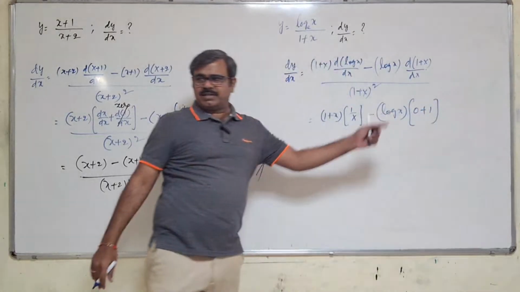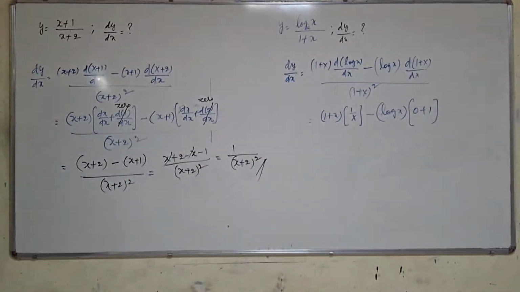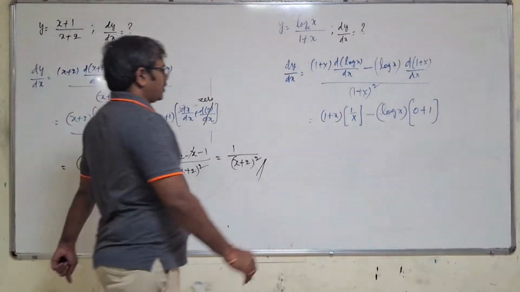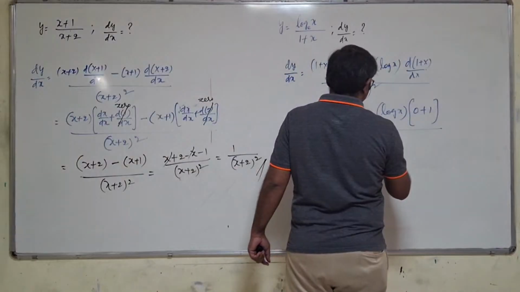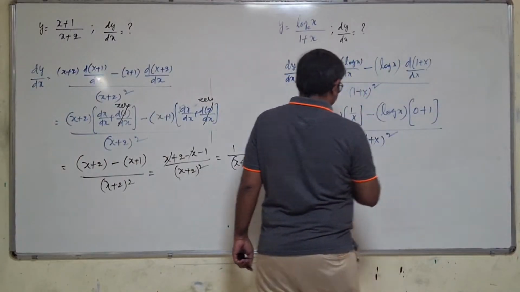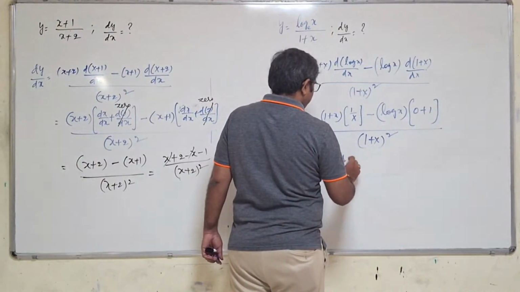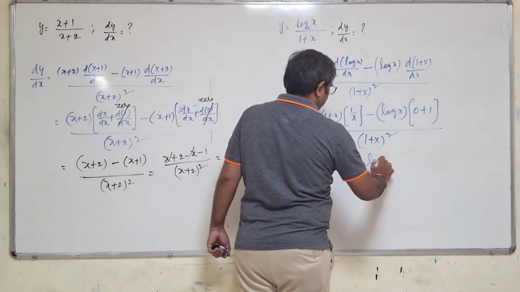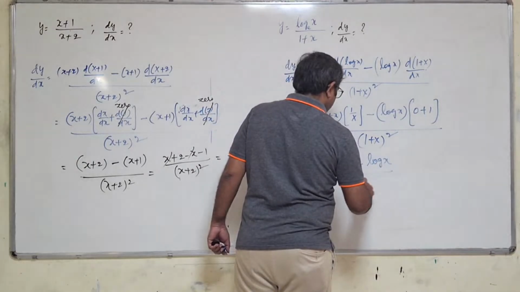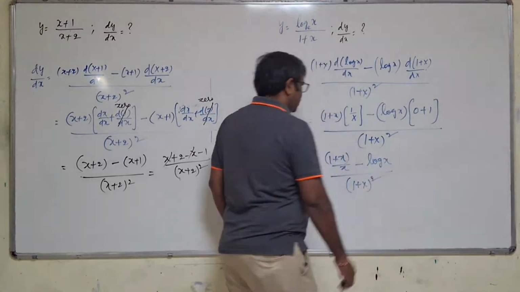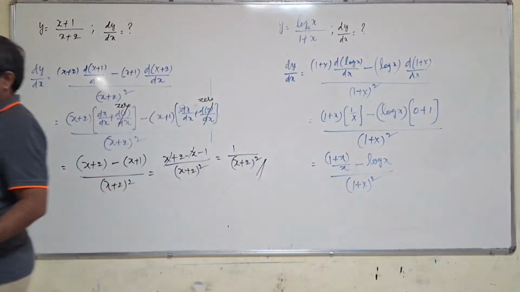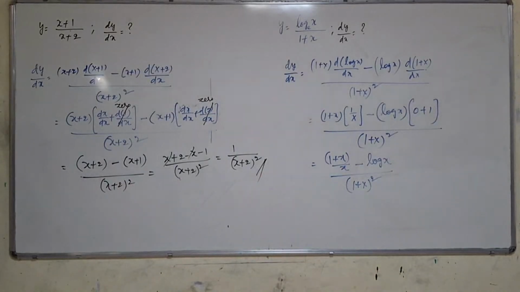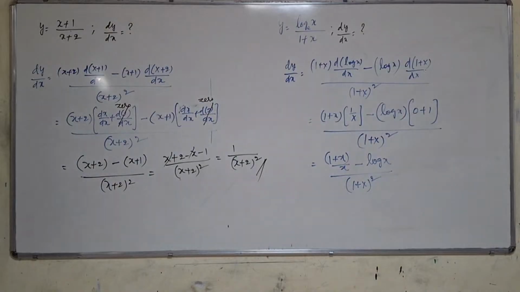You understand how we get 0 + 1 there? By 1 + x whole square. So this is (1 + x) by x, minus log x, over (1 + x) whole square. You can keep it like this or simplify further if you want. So this is the division rule.